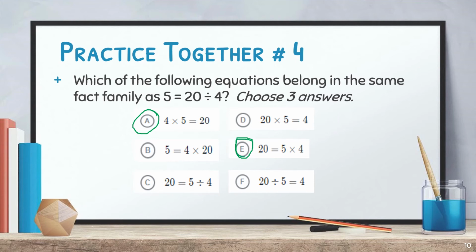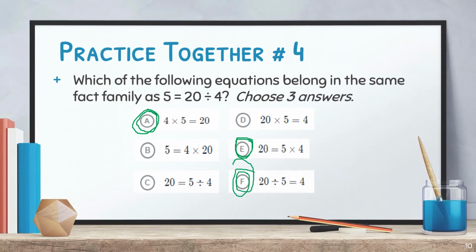So A and E are our two multiplication facts, and then what about the division facts? We had 5 equals 20 divided by 4. What would be the other one? Well, we would need to divide 20 by 5 next, right? So 20 divided by 5 equals 4, and that is letter F. So A, E, and F should be your answers.